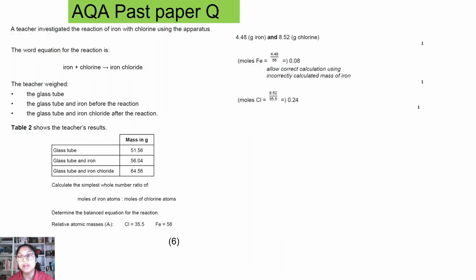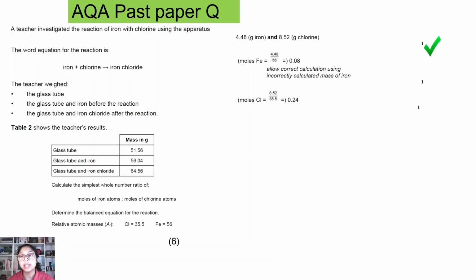Similarly, we can find out the mass for the chlorine. So what we need to do is take the glass tube plus iron mass from the glass tube plus iron chloride mass. So we get 8.52 gram, that is for chlorine. By showing both of these answers, you can get 1 mark, but you need to do both of them correctly to get the full 1 mark.